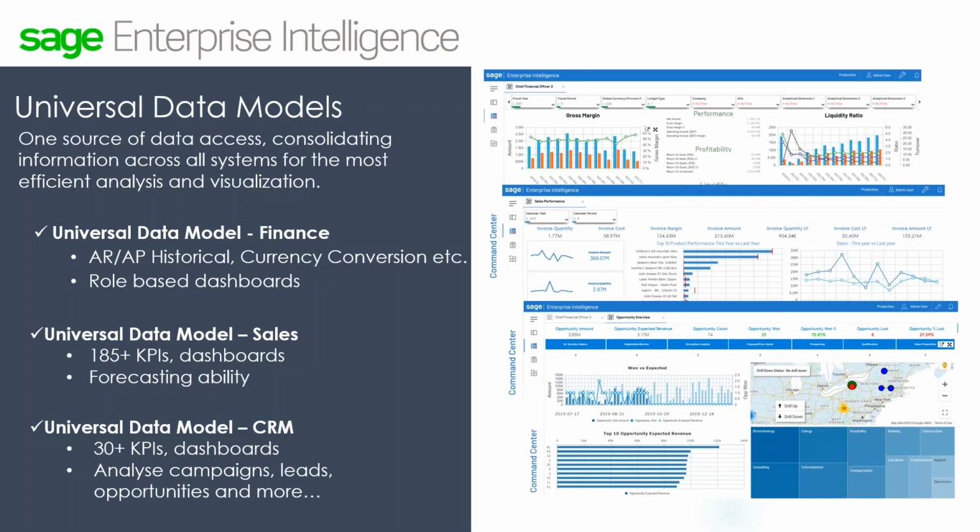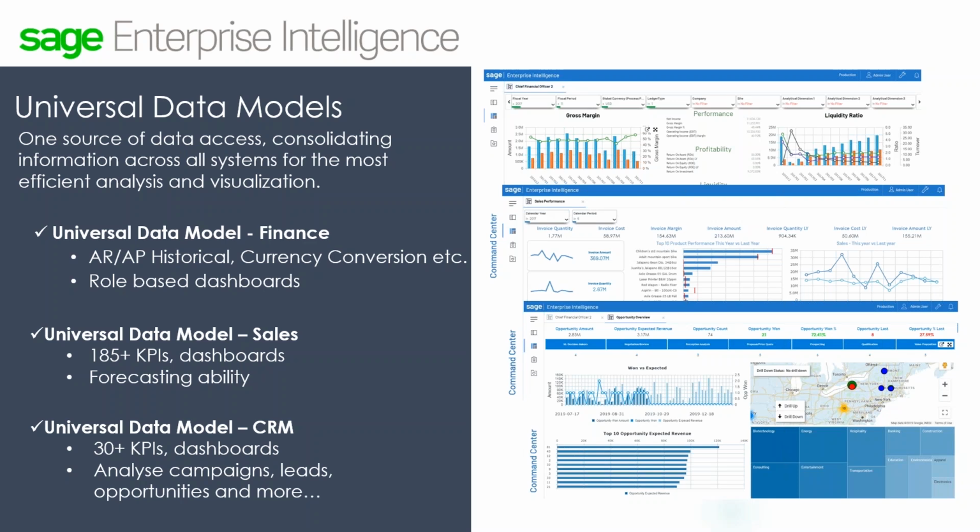So what is a universal data model? It's basically one source of data where you can access it. Some people refer to it sometimes as a data warehouse, and it consolidates the information across different systems. You create some of these universal data models where you have systems like a payroll system, or you have an administration system that's maybe beside your ERP system, which is Sage 300 or X3 or Intacct. You can then make use of these universal data models, which will combine some of this data for you, where you can get effective reporting from the system.